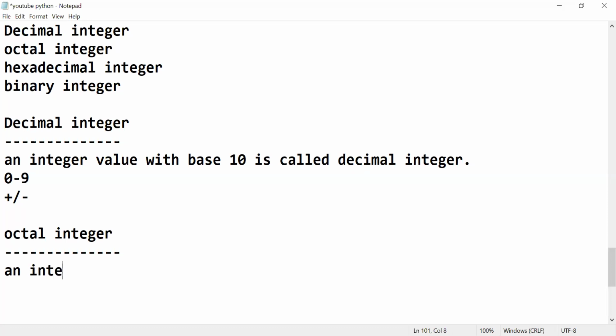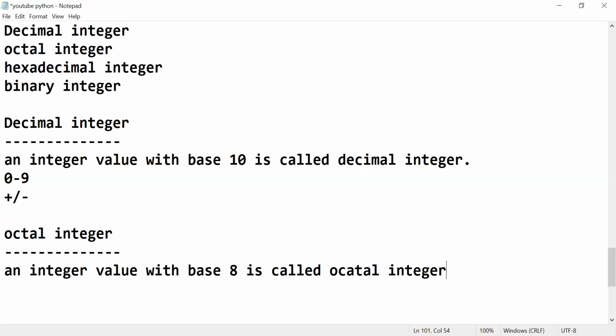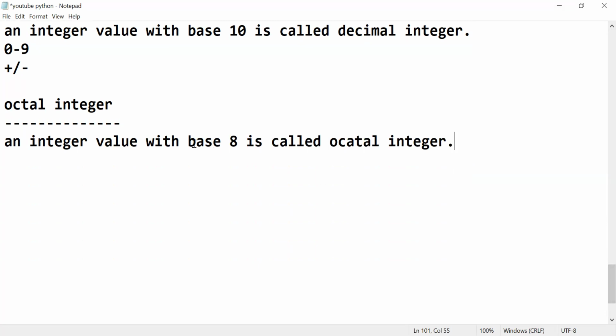An integer value with base 8 is called an octal integer. The octal integer consists of digits from 0 to 7, guys.